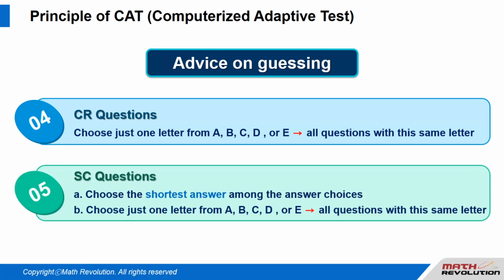For SC questions, many people say that one of the most common guessing tips is to choose the shortest answer among the answer choices, and choose just one letter from A, B, C, D, or E and answer all questions with this same letter whenever you don't know the answer. If there are questions you cannot answer, it is important to choose the same answer for all of them. These are pieces of advice. You can deploy any guessing style that works for you, or you can use your instincts while guessing. Also, you can eliminate some unlikely answer options to increase the likelihood of guessing correctly.